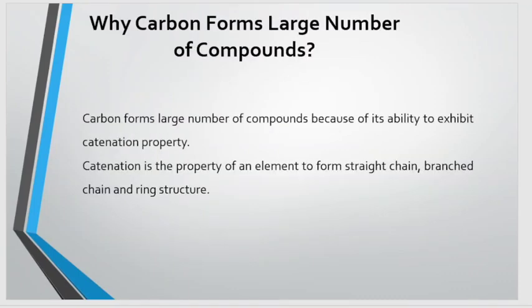Now listen here. As we discussed already, why does carbon form a large number of compounds? It is just because of the catenation property. What is catenation property? It is nothing but the ability to form straight chain, branched chain and ring structures, as the C-C bond is very strong, right?